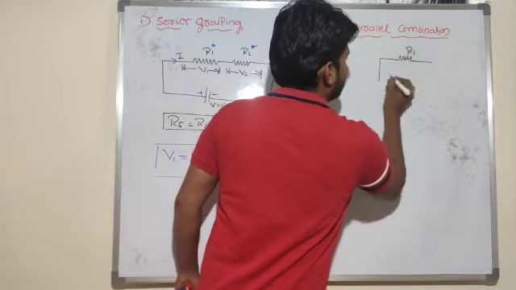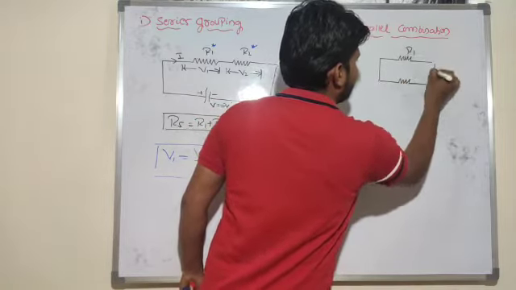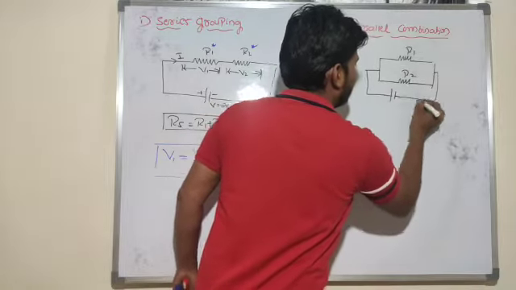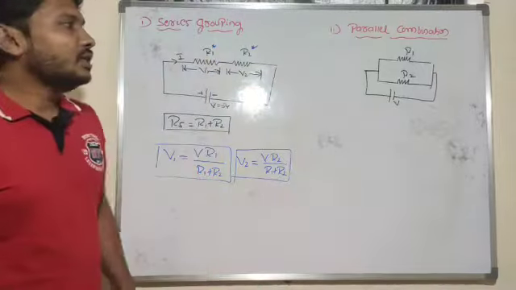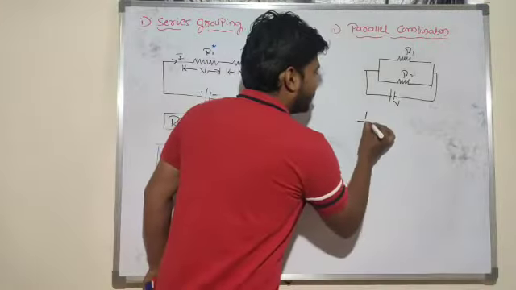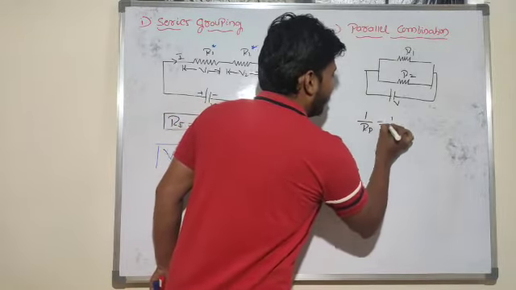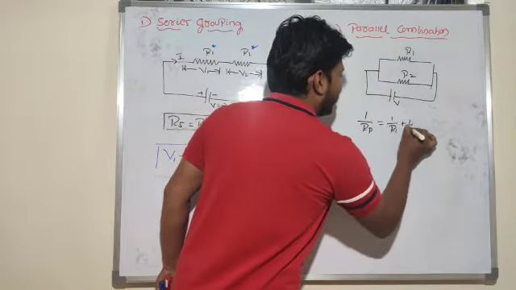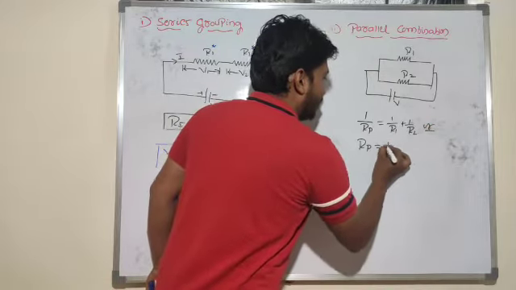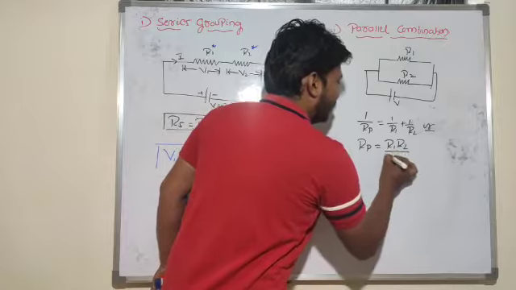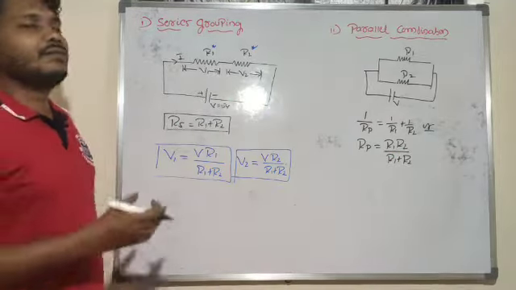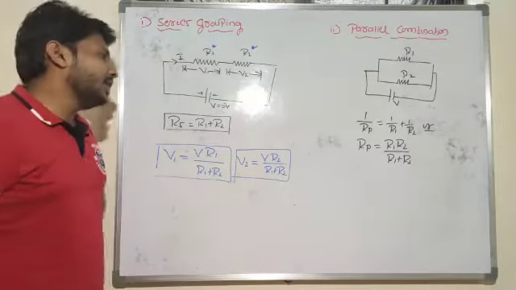For example, this one is resistance R1 and this one is R2. These two resistances are connected to a potential value, and this connection we name a parallel combination. What is the effective resistance in parallel combination? 1 by Rp is equal to 1 by R1 plus 1 by R2, or otherwise R of P is equal to R1 into R2 divided by R1 plus R2. In parallel combination, the effective resistance is less than the individual values.